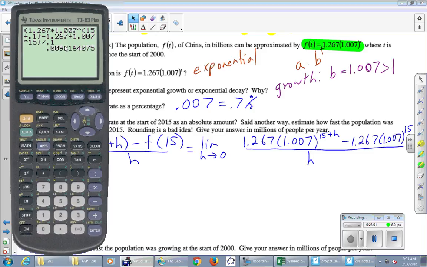We're just looking at a tiny, like a tenth of a year. So billions of people per year, but just looking at that little tenth of a year interval. How can we get a better approximation here?